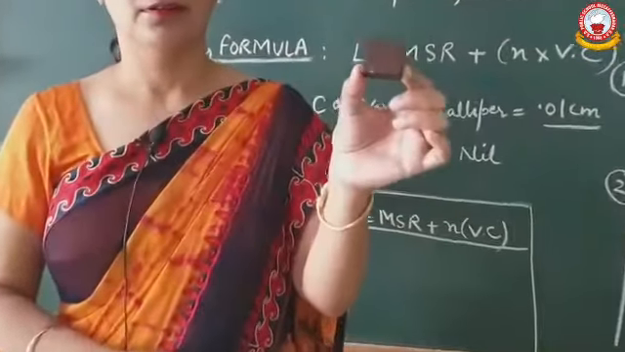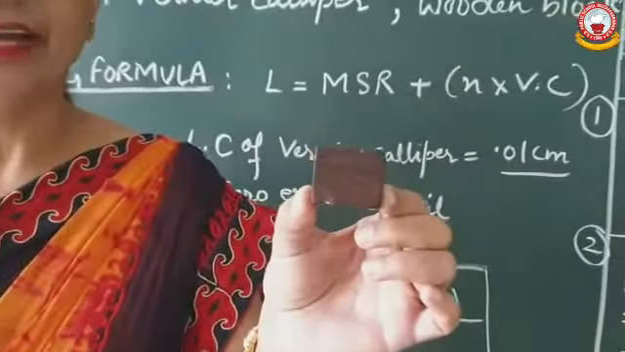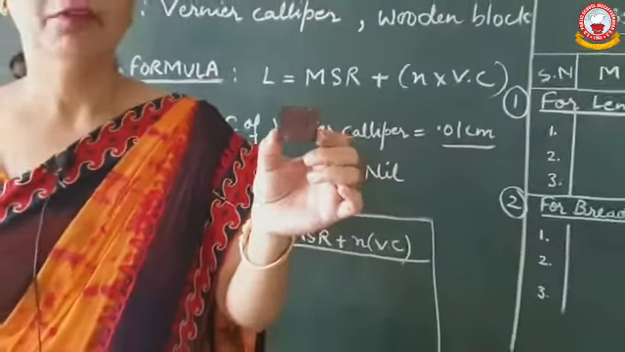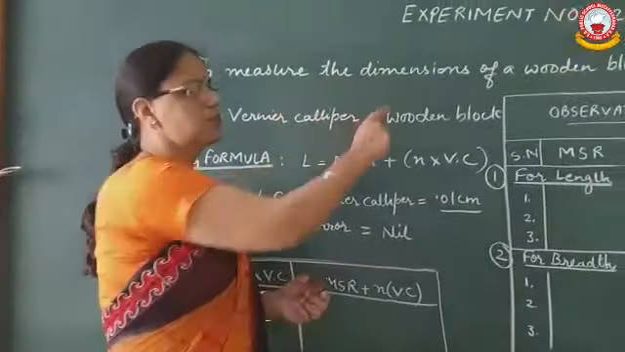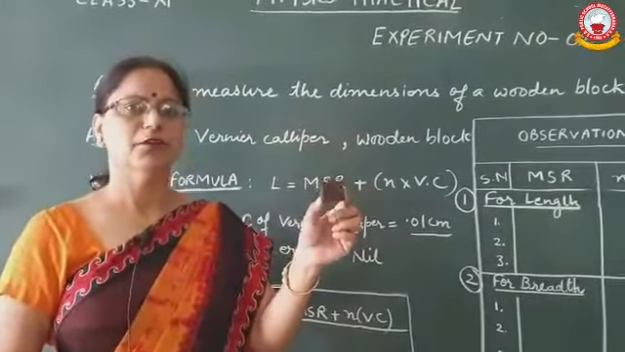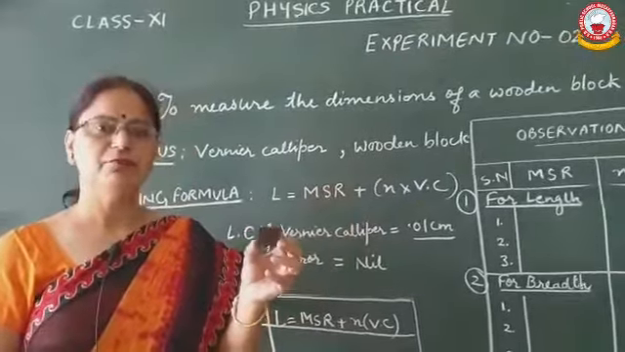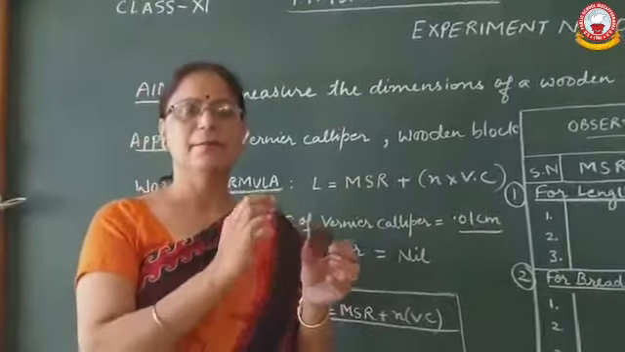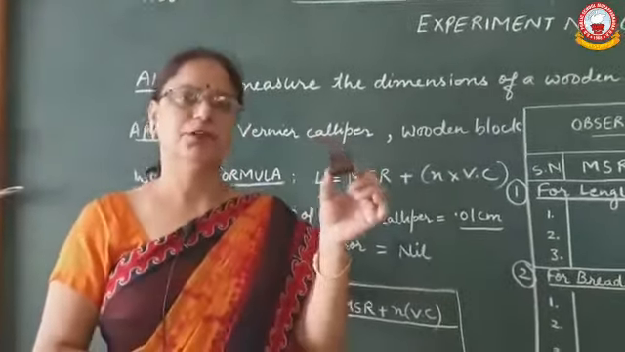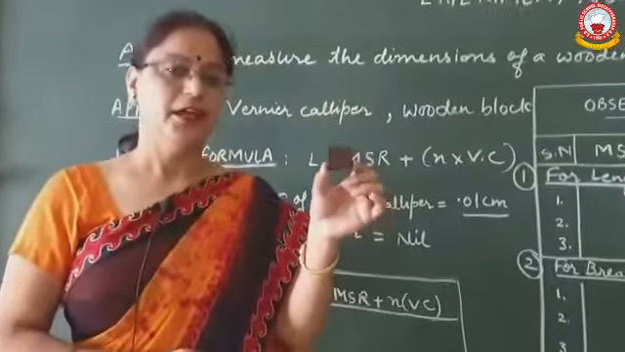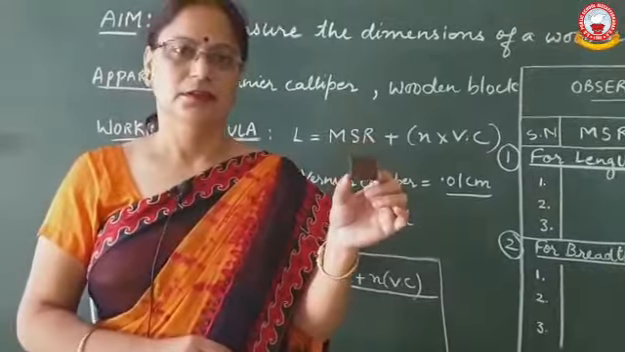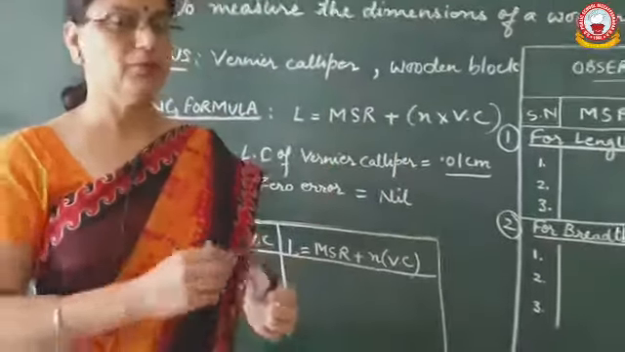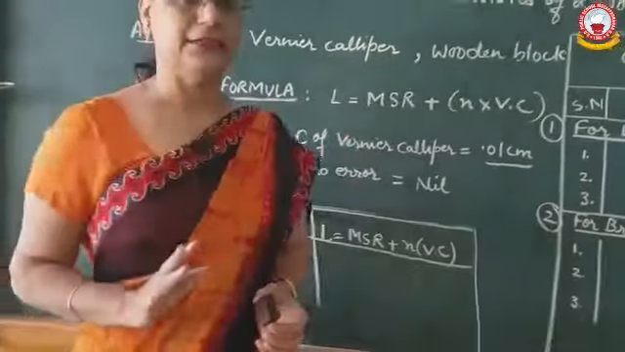wooden block. This is our second practical, and the aim is to find the dimensions of this wooden block given to us. That means we have to find the length, breadth and height of this wooden block, and thereby, if you want, you can determine its volume. You can also find the volume if you know length, breadth and height.